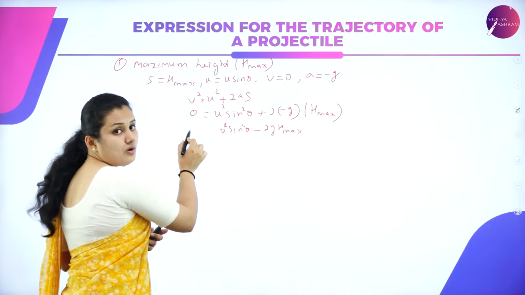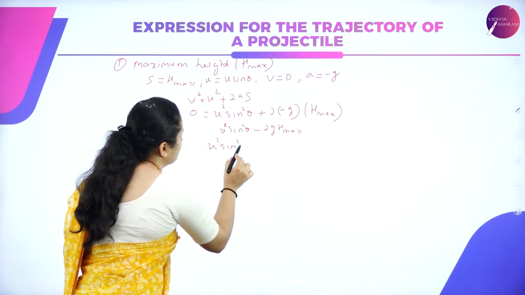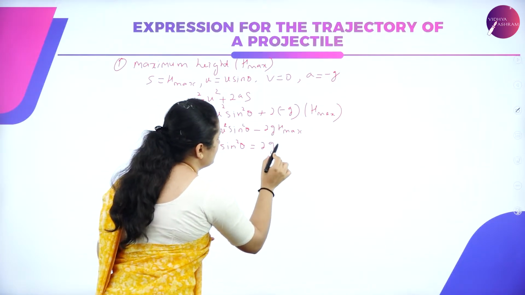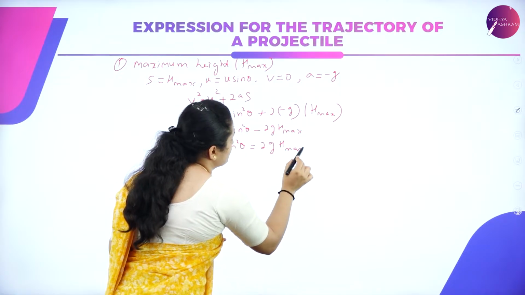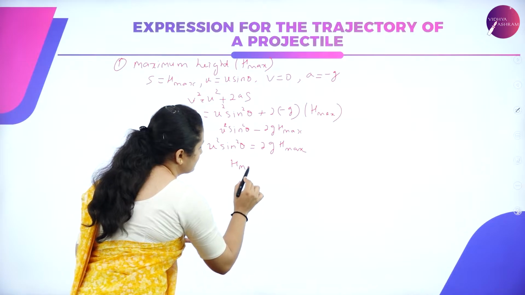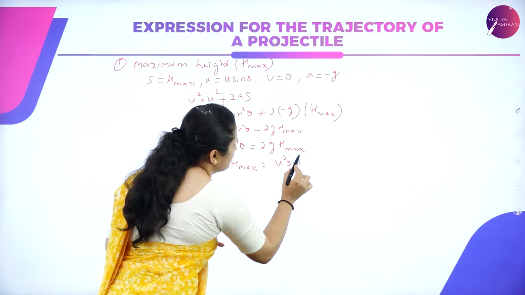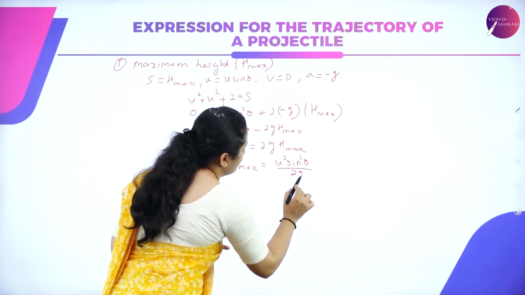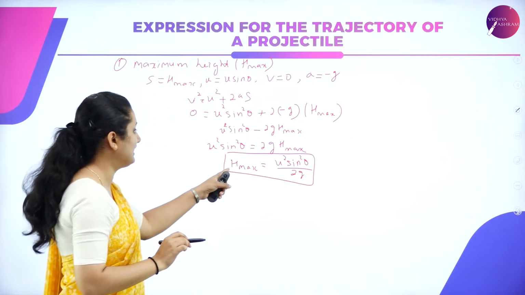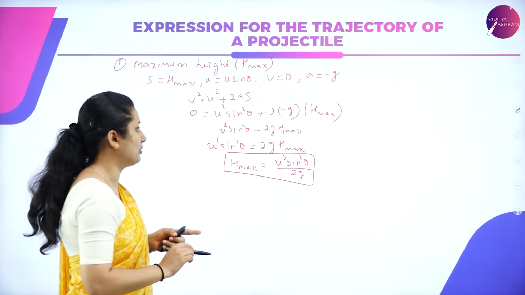So bring this to the LHS. u square sine square theta remains as it is. This will go to the RHS, so it will become plus 2g h max. I want to know what the maximum height is. Then h max is equal to u square sine square theta by 2g. This is the equation to calculate the maximum height along the vertical component.